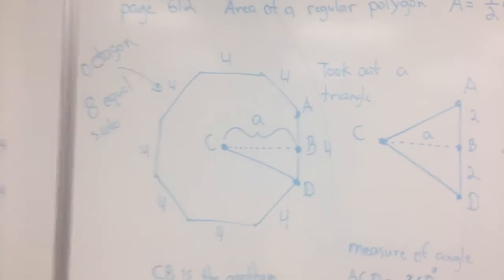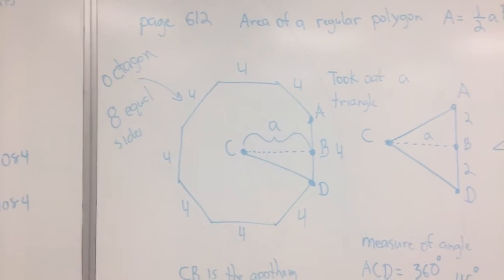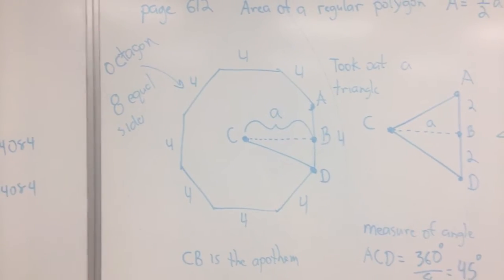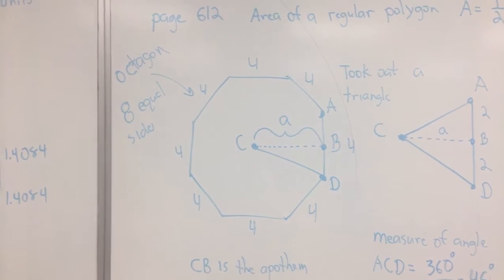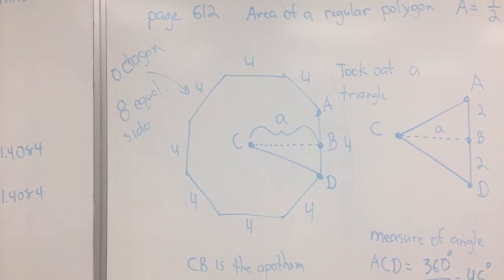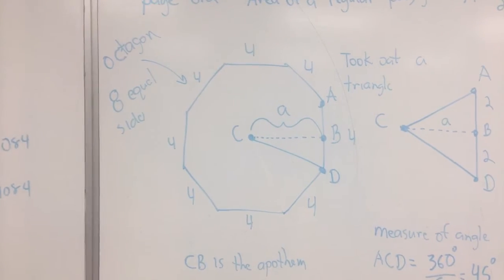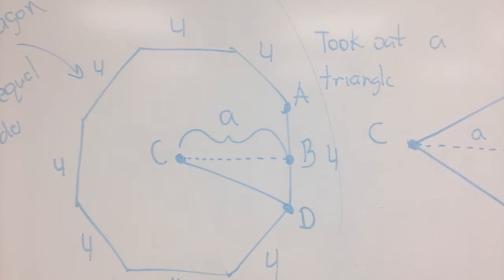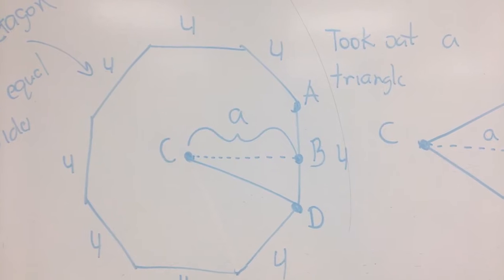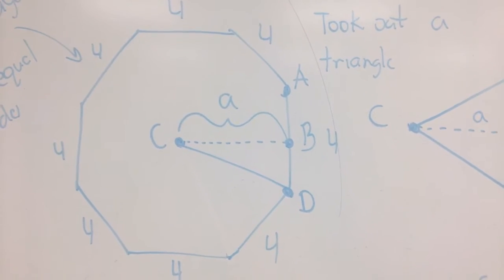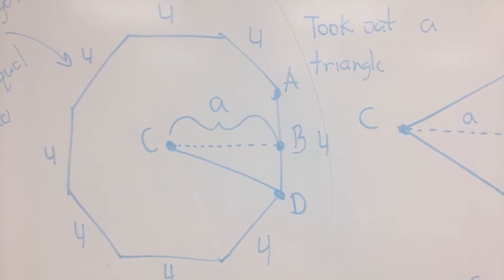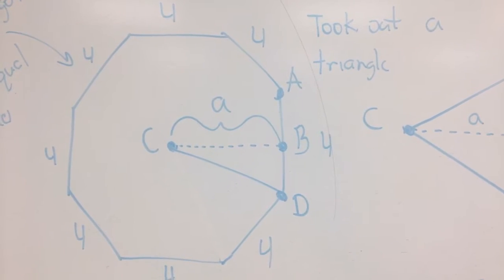So I got my best artistic talent out here, and I drew an octagon. Now we're going to find the area of this octagon. We're going to start with the length of the side being 4. I drew some stuff up here. Notice that from C, the center of the circle, to that dot B, that's the apothem. The length of the side, A to D, is 4.